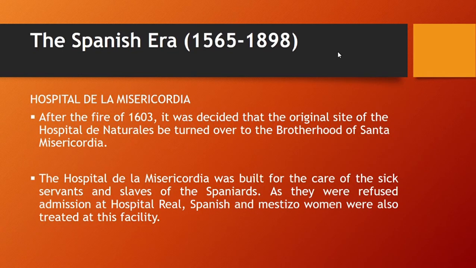Now we go to the Hospital de la Misericordia. After the fire of 1603, it was decided that the original site of the Hospital de Naturales be turned over to the Brotherhood of Santa Misericordia. So the Hospital de la Misericordia was built for the care of the sick servants and slaves of the Spaniards, who are usually the natives, the Filipinos. As they were refused admission at Hospital Real, Spanish and Mestizo women were also treated in this facility.